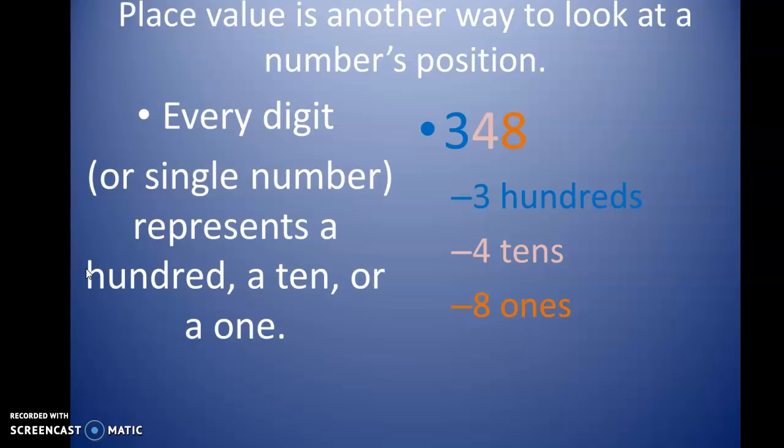Place value is another way to look at a number's position. Every digit, or single number, represents a 100, a 10, or a 1. So in our number 348, we have 3 hundreds, 4 tens, and 8 ones.